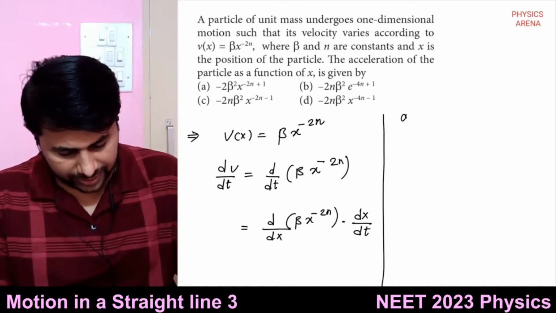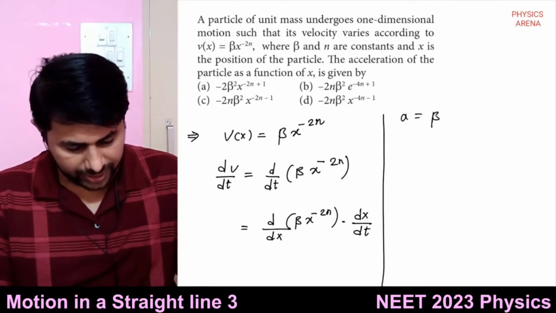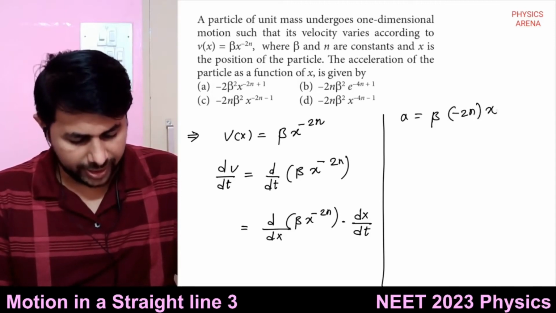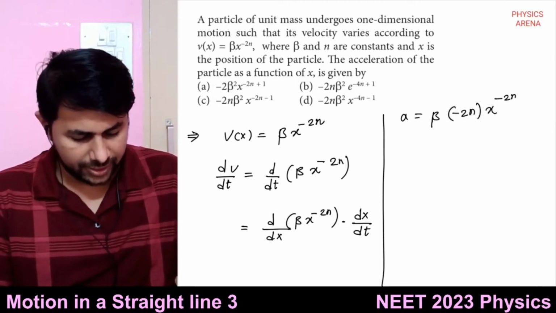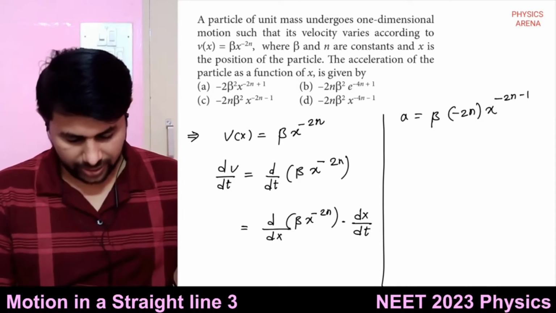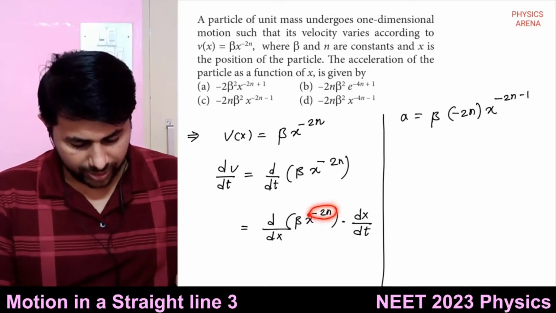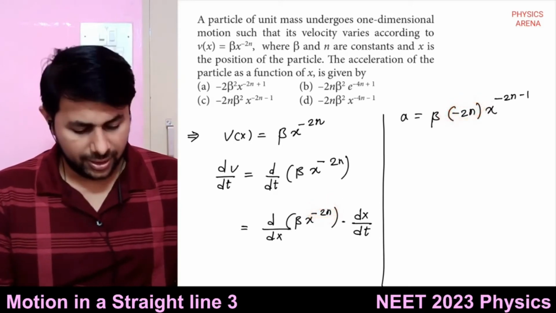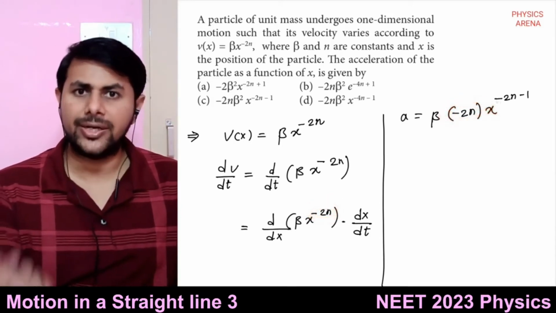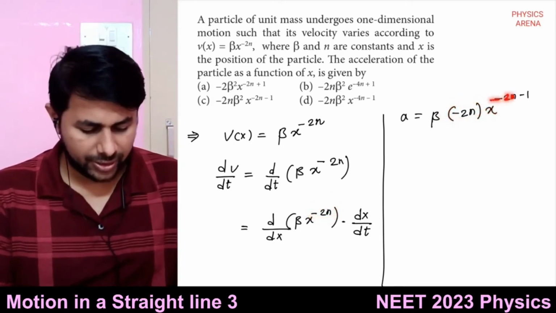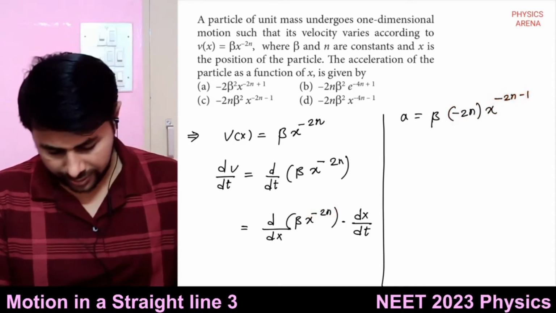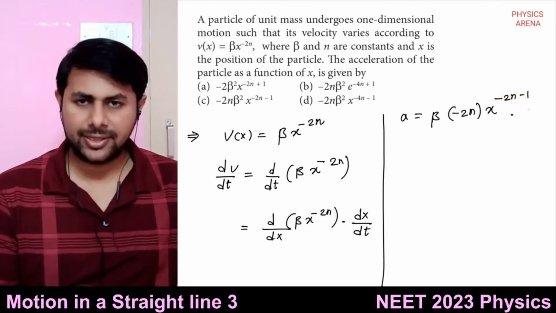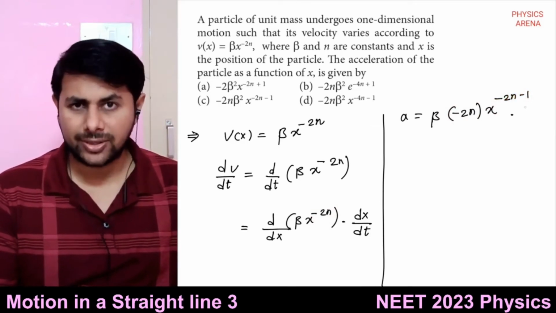So we get acceleration equals, beta is out, so minus 2n multiplied by x raised to minus 2n minus 1. Here the power is minus 2n, so it comes in multiplication: minus 2n multiplied by x raised to the power reduced by 1, minus 2n minus 1. Multiplied by dx by dt. What is dx by dt? dx by dt is velocity.